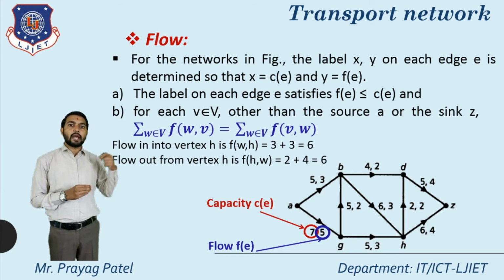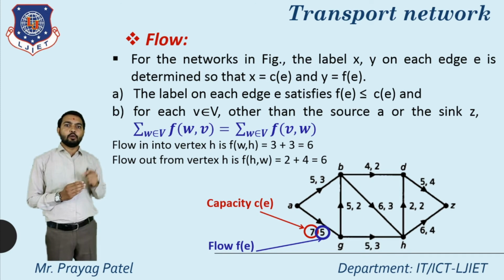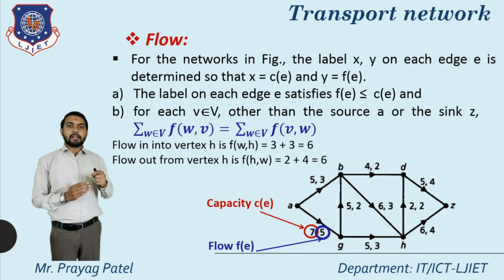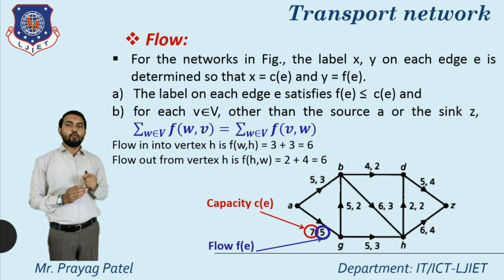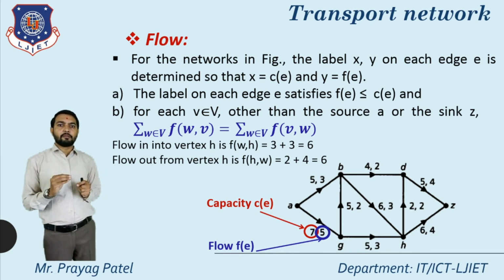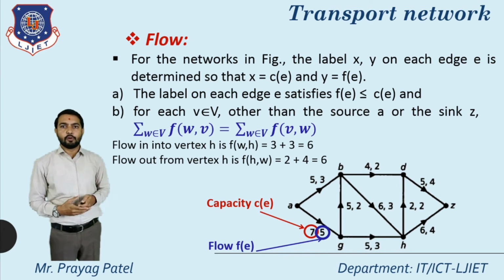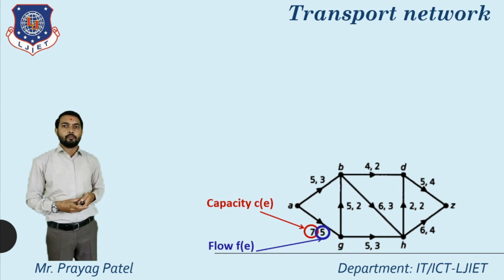So here, H to any node, H to W means any node. So H to D and H to Z, two are possible. Here the first value, H to D flow is 2, H to Z flow is 4. So 2 plus 4 equal to 6. That means for the node H, incoming flow is equal to outgoing flow. So this is called the flow.